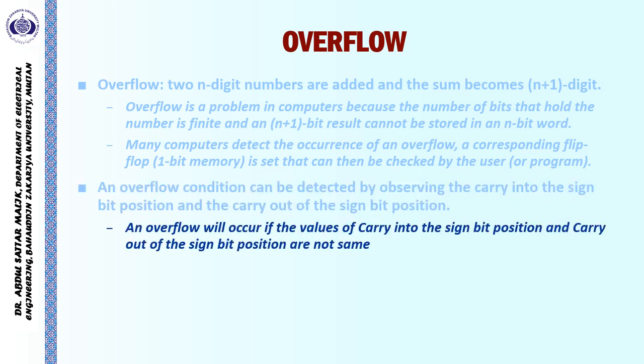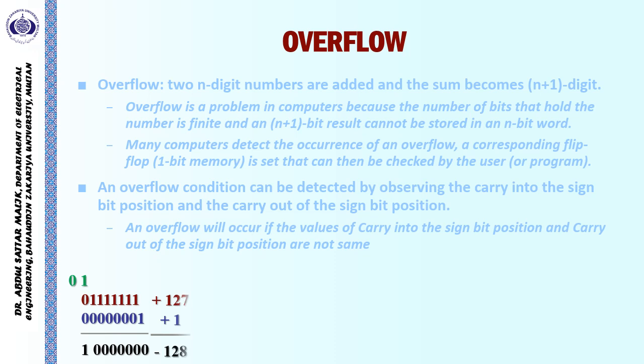An overflow will occur if the values of the carry into the signed bit position and the carry out of the signed bit position are not the same, as we mentioned in the previous slide. Let's take some examples. In the first example, we have taken an 8-bit number whose decimal equivalent is plus 127. We know that in case of an 8-bit number, the signed range is from minus 128 to plus 127. We have taken another number, plus 1 in decimal, and the result of the addition of these two numbers is plus 128.